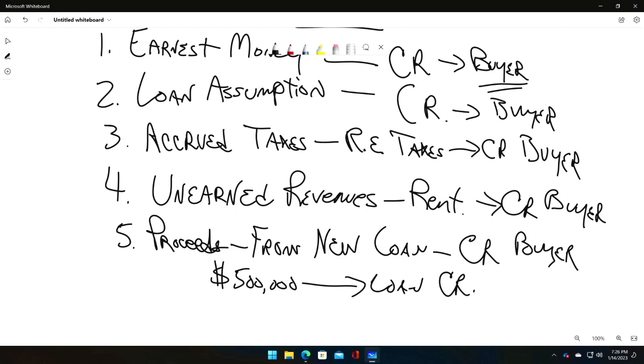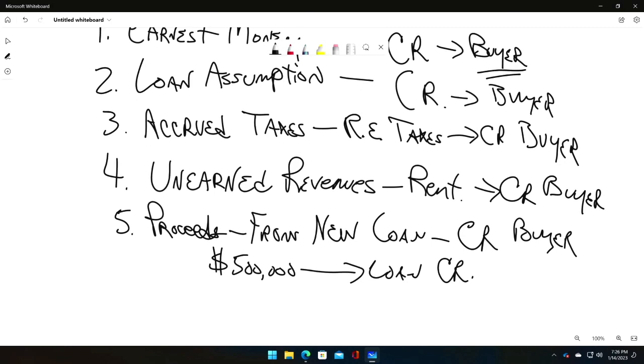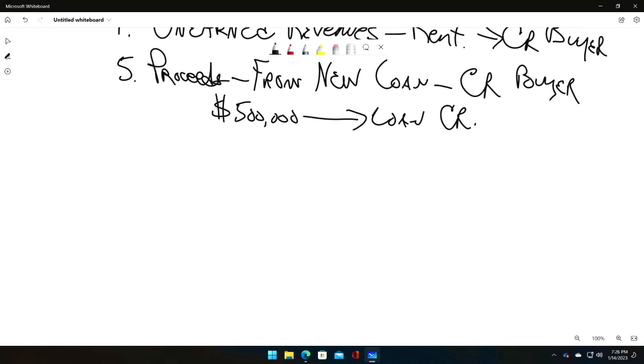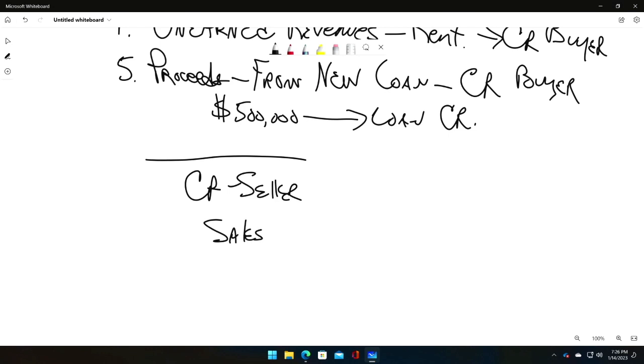So items credited to the seller, and so these are all buyer items here we've looked at, but let's look at some credits that would normally go to the seller. Well, those would be things such as the sales price is a credit to the seller. And I'm going to just highlight that so we know what we're looking at here. So the sales price, prepaid items, or items that are paid in advance.